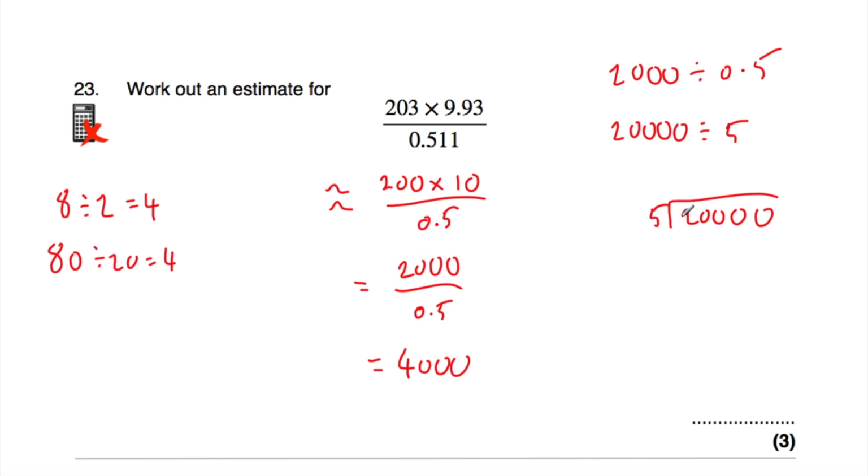5. How many 5s go into 2? 0 remainder 2. How many 5s go into 20? That's 4. How many 5s go into 0? That's 0. How many 5s go into 0? That's 0. And how many 5s go into 0? That's 0. So that's 4,000. So again, we've got the answer 4,000.